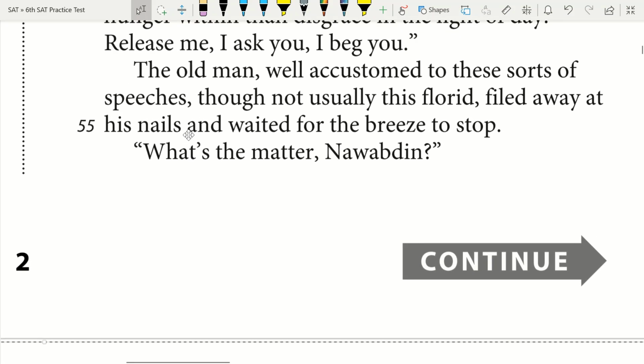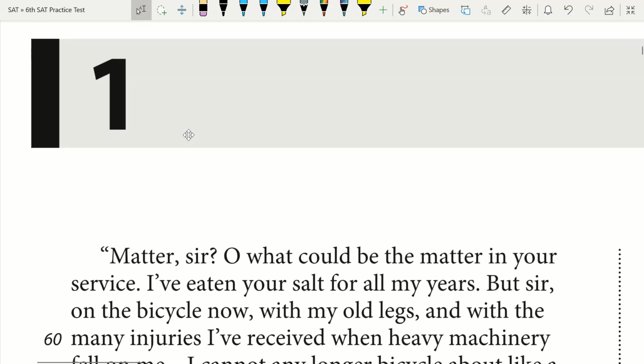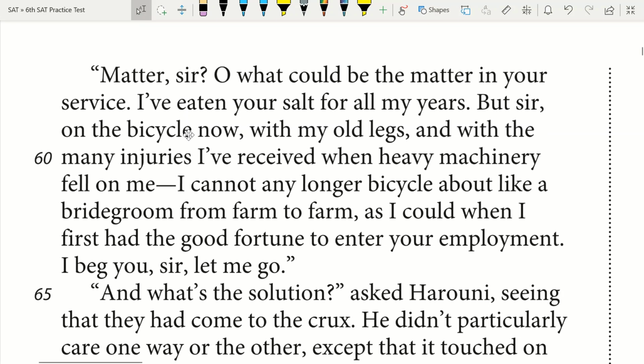The old man, well accustomed to these sorts of speeches, though not usually this florid, filed away at his nails and waited for the breeze to stop. What's the matter, Nawabdin? Matter? Sir, oh, what could be the matter in your service? I've eaten your salt for all my years, but sir, on the bicycle now, with my old legs, and with the many injuries I've received when heavy machinery fell on me, I cannot any longer bicycle about like a bridegroom from farm to farm, as I could when I first had the good fortune to enter your employment. I beg you, sir, let me go.